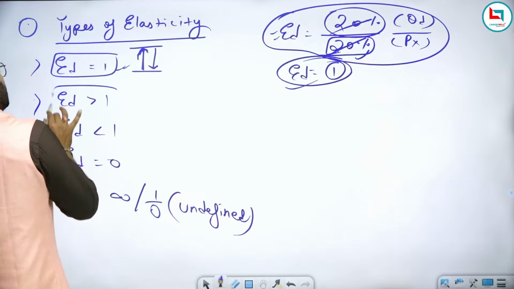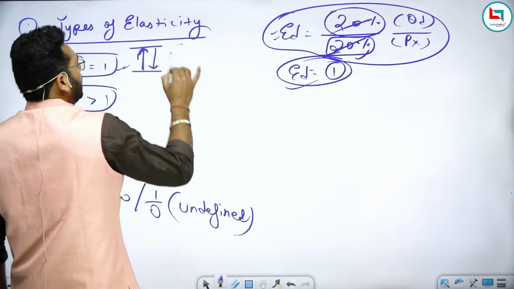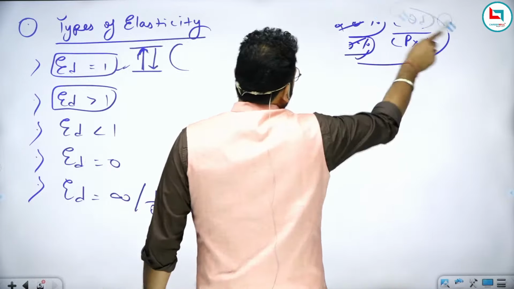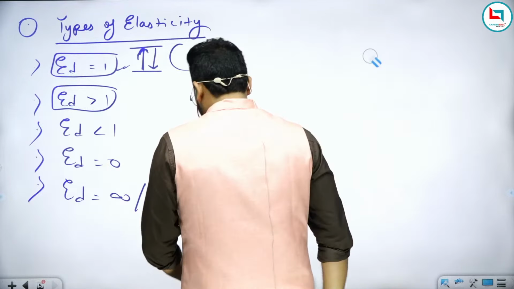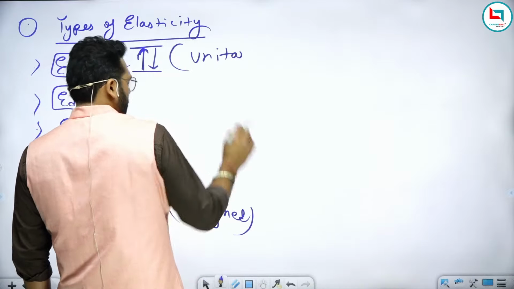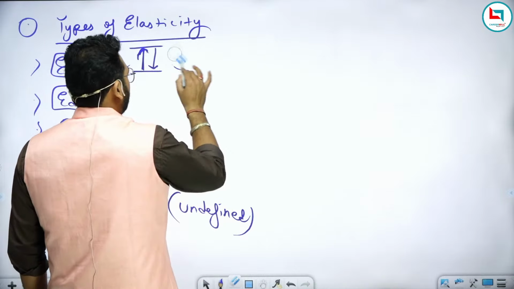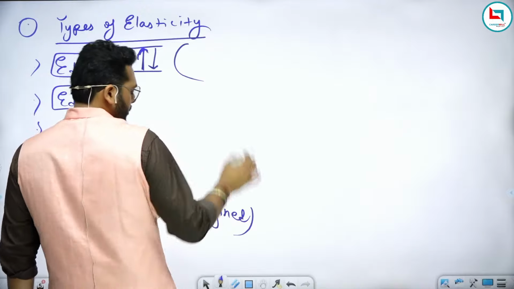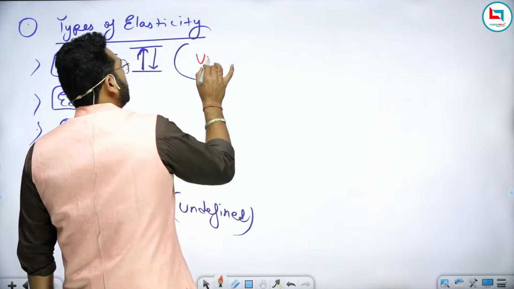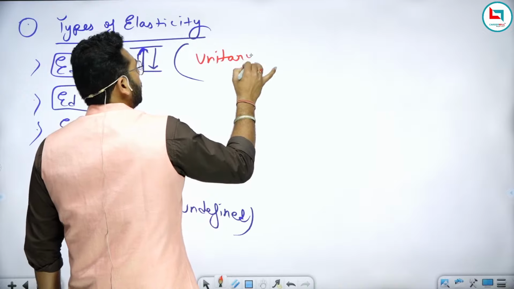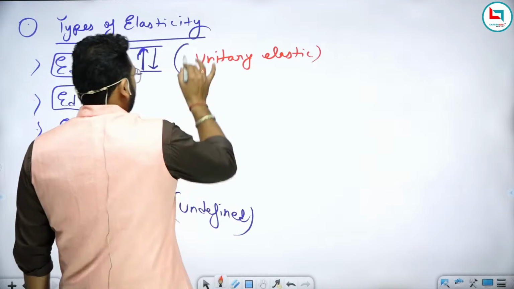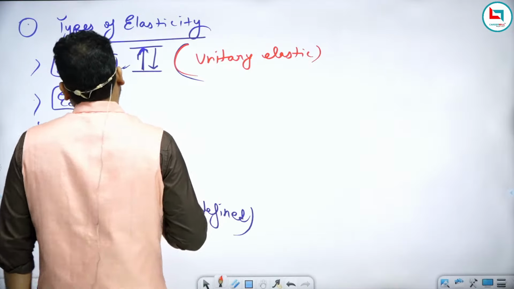Now, this type of change is known as unitary elastic. Or I am writing it in a different form so that you will be able to understand clearly. This is what is called unitary elastic. Now the second one is what?